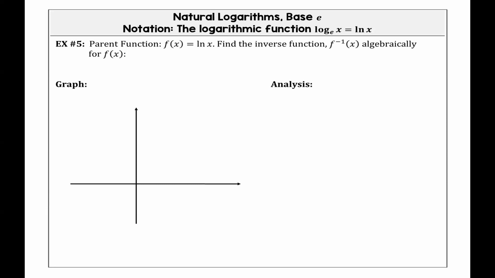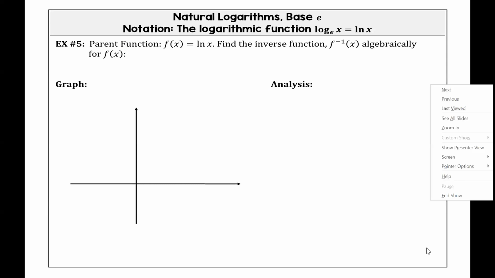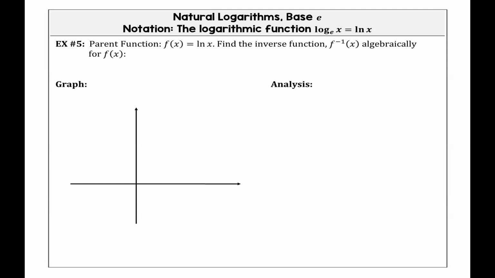All right. Are we ready for example 5? So example 5 is going to have us graph the natural log and its inverse. That's what we're going to do. Okay, so we're going to do natural log. The only real value that you're going to focus on is 0.